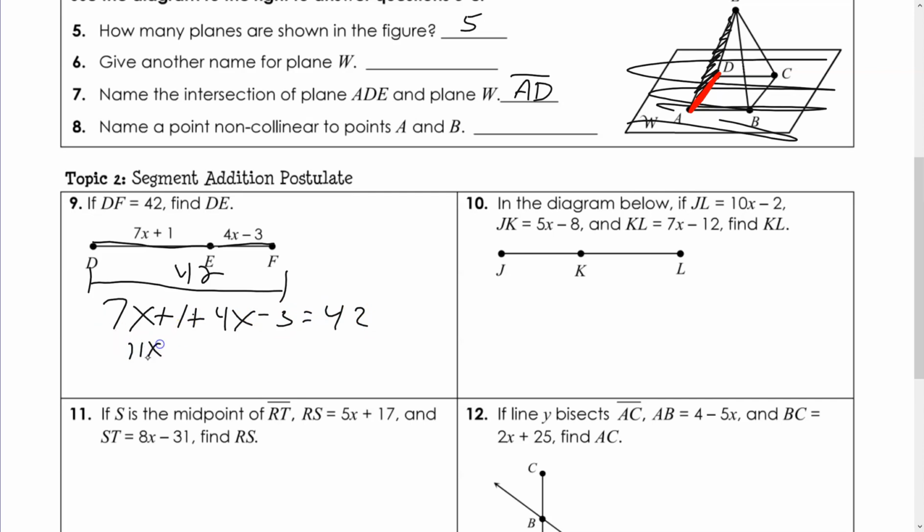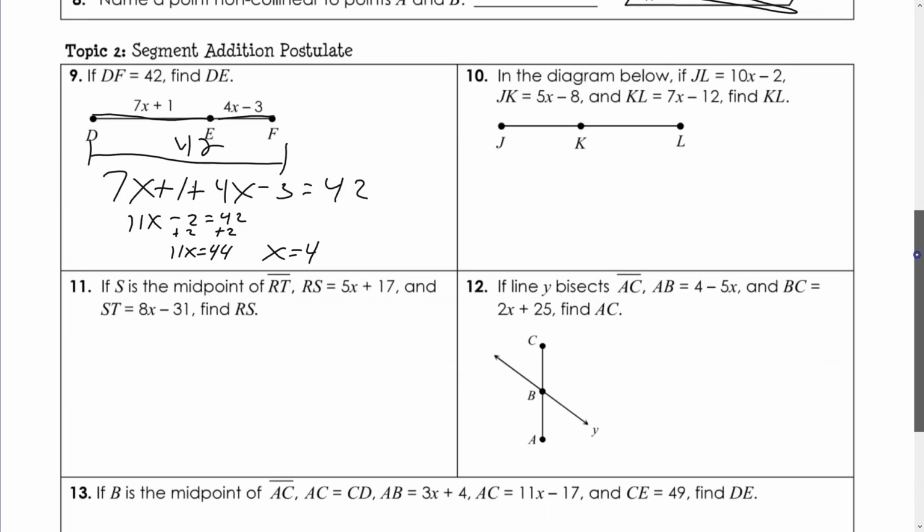So when I combine my like terms, I get 11x minus 2 equals 42. When I add 2, we get 11x equals 44. When we divide by 11, we see that x is 4. When we go ahead and plug that in, 7 times 4 is 28, plus 1 is 29. 4 times 4 is 16, so 29 and 16 is 45 minus 3 is 42. So it does check out when you plug that in.